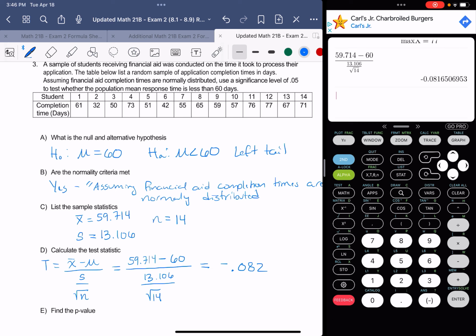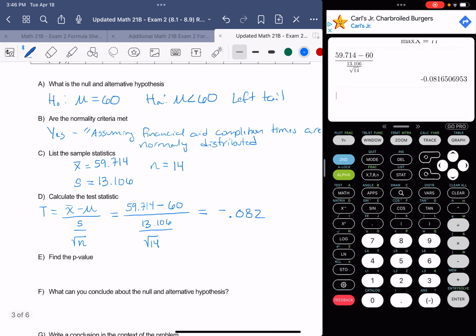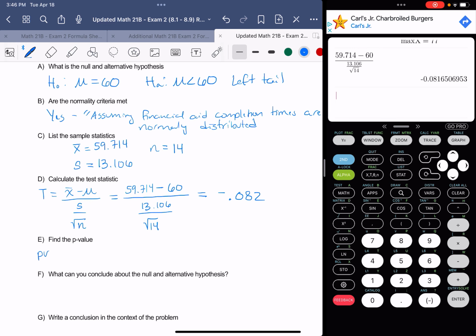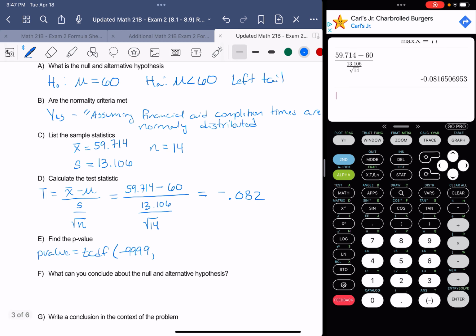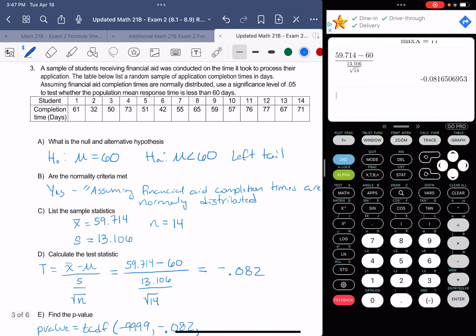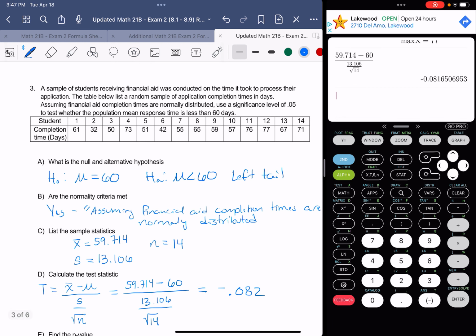So next we can find the p-value. So the p-value equals tcdf. Do I start with negative infinity or with my test statistic? Negative infinity, good, because of the left tail. So negative 9999. The upper bound is the test statistic, which is negative 0.082. And then what comes next is the degrees of freedom. We were not told what the degrees of freedom were, but look back to here if needed.